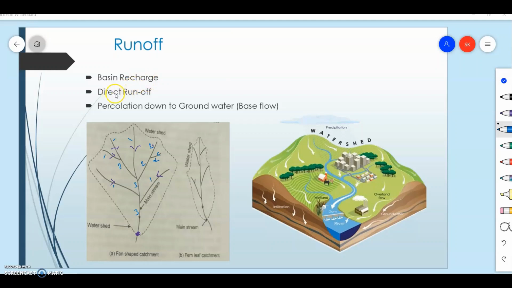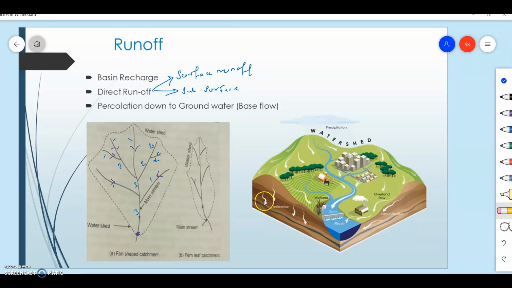Whereas there is a second term called direct runoff. In the case of direct runoff, there are two terms. The first one is surface runoff, the second one is subsurface runoff. What is meant by surface runoff? Surface runoff is nothing but the overland flow. It is that part of the water which travels across the ground surface into the nearest stream. So whatever water is flowing over the surface is called surface runoff.